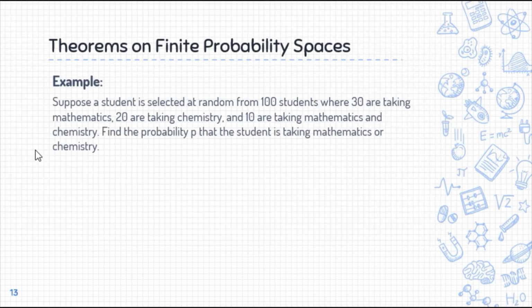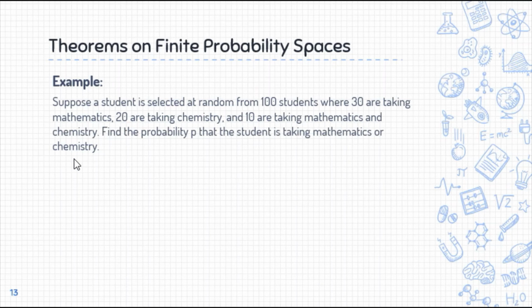So example. We have here an example. So here is our example. Suppose a student is selected at random from 100 students, where 30 are taking mathematics, 20 are taking chemistry, 10 are taking mathematics and chemistry. Find the probability P that the student is taking mathematics or chemistry.